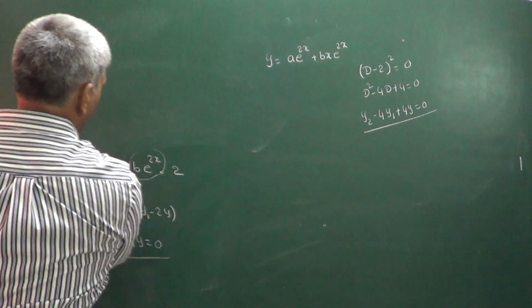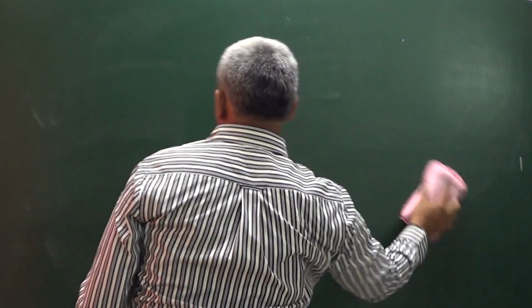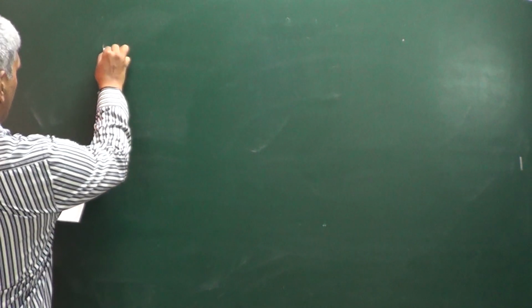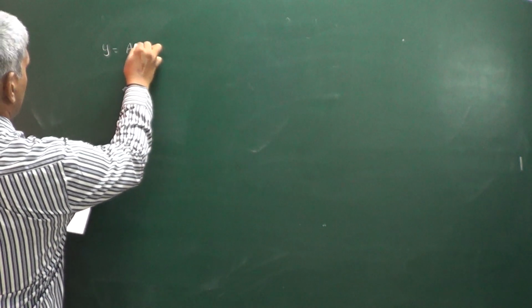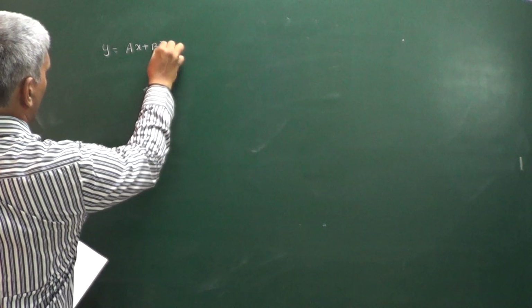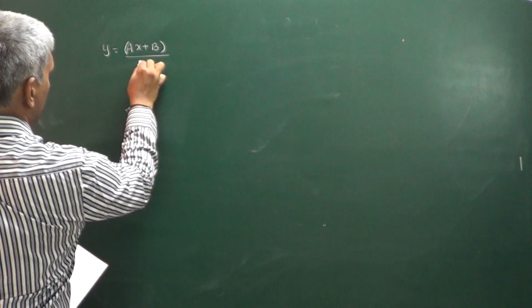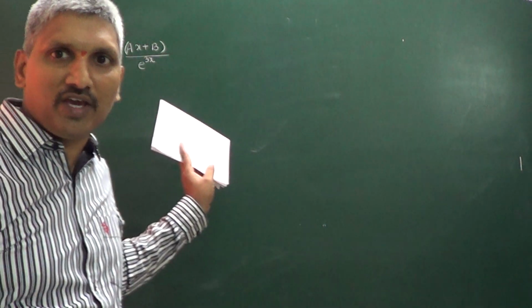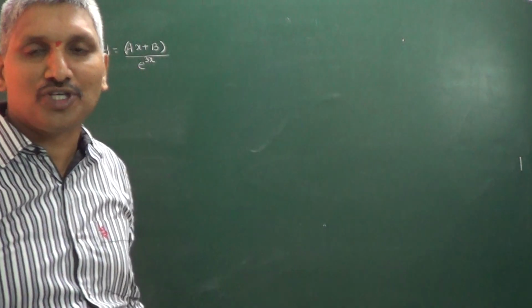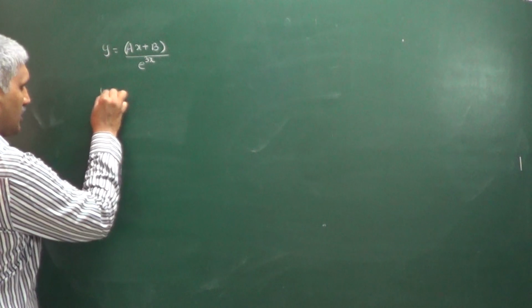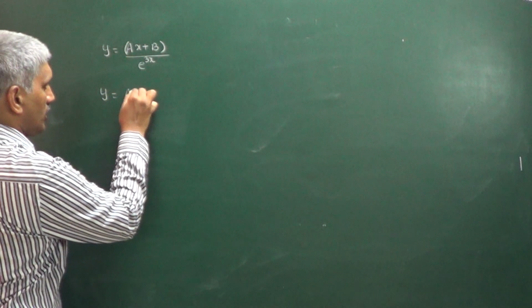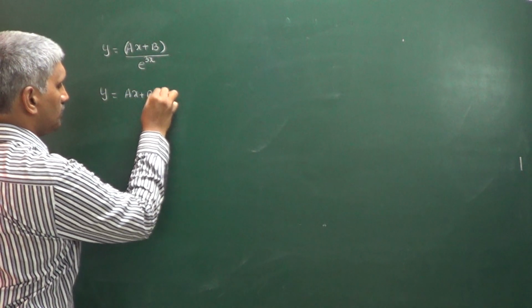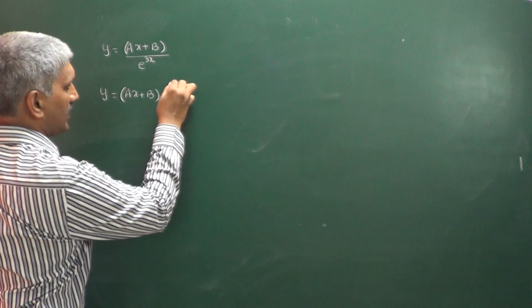One more question we will discuss. The question is given in this way: y is equal to ax plus b divided by e to the power of 3x. How to proceed? Can you tell me how to do this question for an objective exam? Because its meaning is y is equal to ax plus b into e to the power of minus 3x.